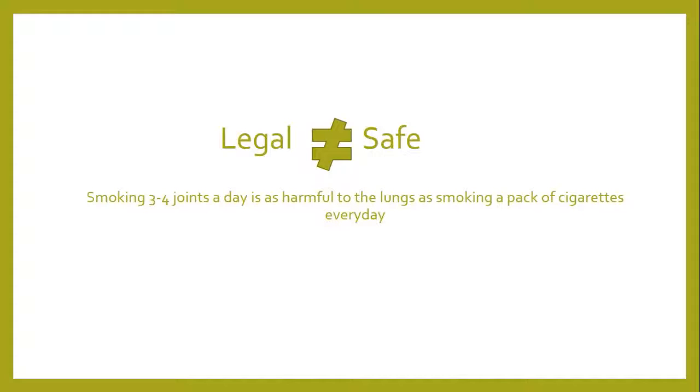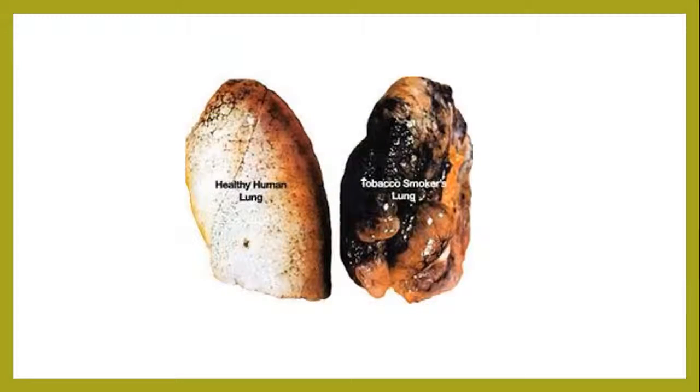Smoking 3 to 4 joints a day is as harmful to the body as smoking an entire pack of cigarettes every day, as marijuana, which is usually smoked, can be extremely damaging to the lungs, and because marijuana is usually inhaled more deeply, more tar may be retained in the lungs. So unless you would like your lungs to look like this instead of like this, I would recommend staying away from smoke of any kind.